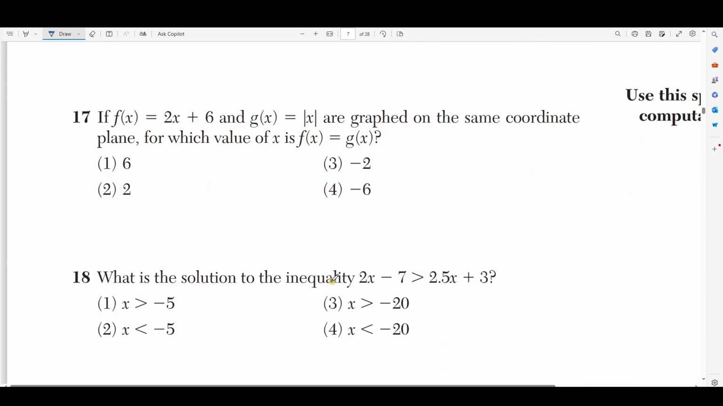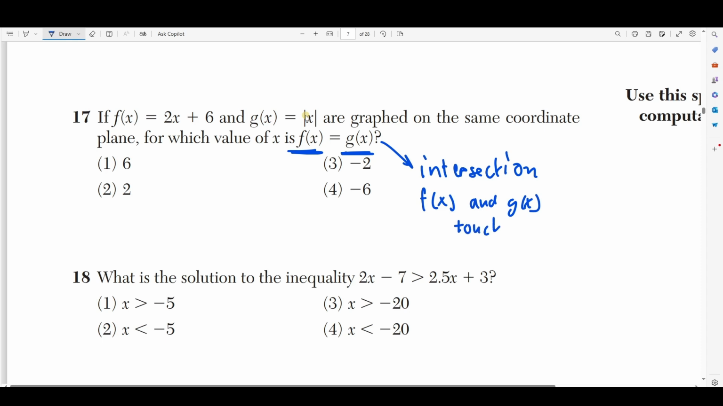Moving on to 17, it says if f of x is equal to 2x plus 6 and g of x is equal to the absolute value of x, if they're graphed on the same coordinate plane, for which values of x is f of x equal to g of x, right? Whenever you see f of x equal to g of x, you're just thinking of an intersection. So at what point do the two graphs touch? What point does f of x and g of x touch? This happens at what point? Well, let's figure it out.